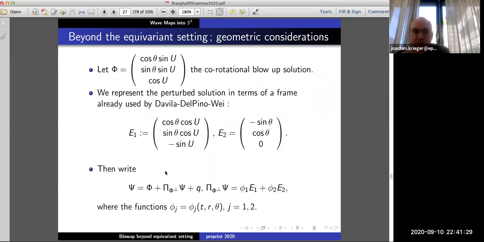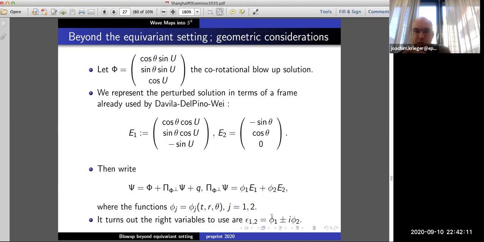What you do is make an ansatz for the perturbed solution, which is the sum of phi, a part which lives in the tangent space at phi, which I express as a linear combination of this E1 and E2 frame. Then, because that takes you outside of the sphere, you have to correct for this to go back into the sphere. That's why you have to add this correction Q. And of course, you define Q such that Q is parallel to phi. This then uniquely gives the relation between psi and these functions phi1 and phi2, and you can derive a system of wave equations for these. It turns out that if you do that, it's not quite the nicest way of doing it.